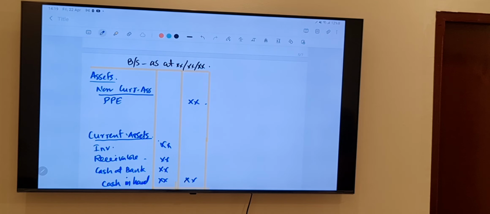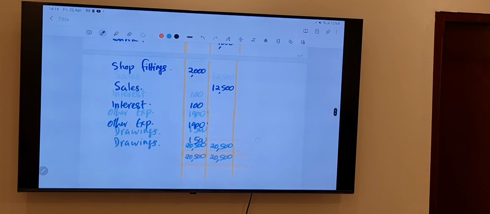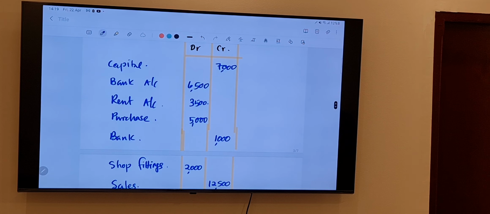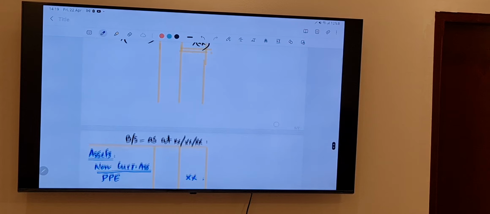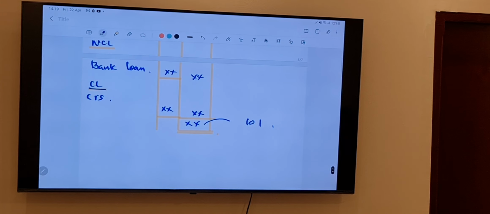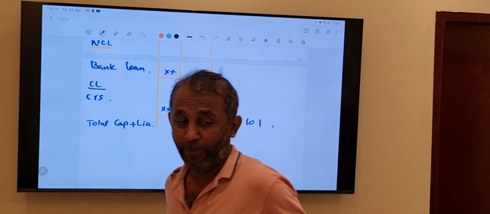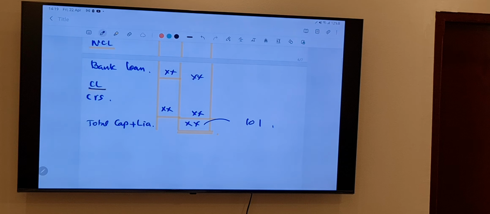Now, can we try to prepare the profit and loss account using these diagrams? Can you try, please? Prepare the profit and loss account. We'll do it together, using the trial balance that we prepared. We use the numbers in this. We need to prepare the profit and loss account. Find out the P&L items.